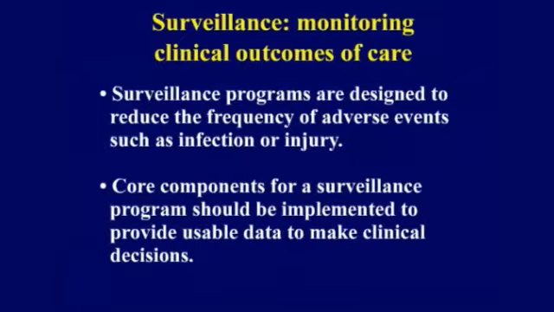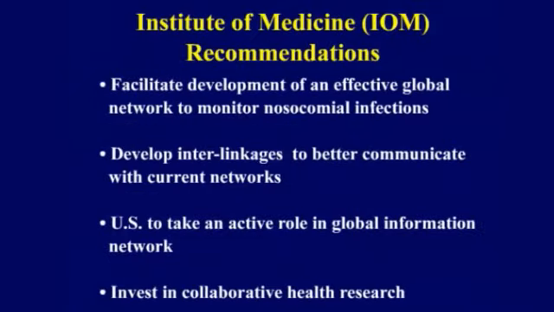The outcomes of care are very important in terms of designing and reducing the frequency of adverse events that are associated with SSIs, infection, or injury. And these surveillance programs help us make better clinical decisions associated with SSIs. The Institute of Medicine has made some recommendations associated with the global network related to nosocomial infection rates and also SSIs. They have recommended that the U.S. take an active role in providing this information and providing a global network so that there can be collaborative health research associated with reduction in SSIs.